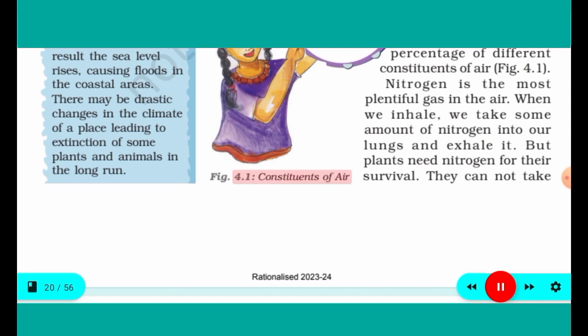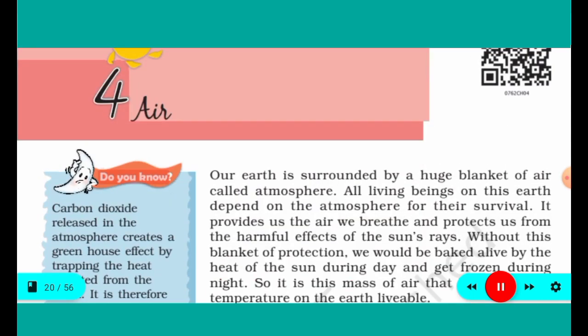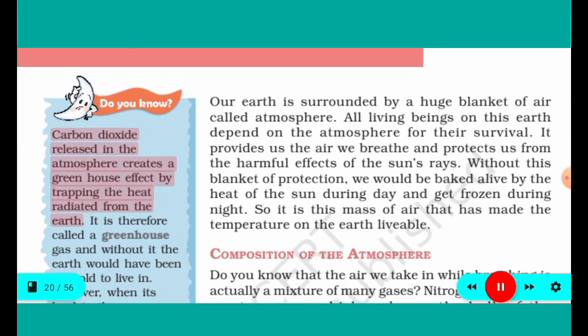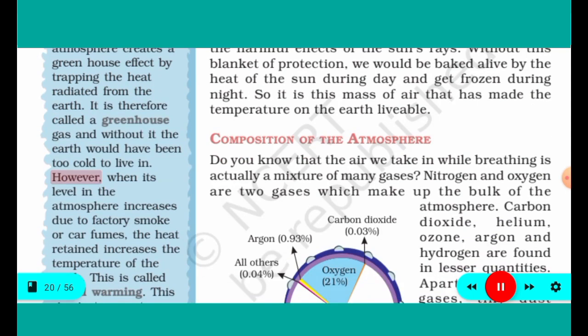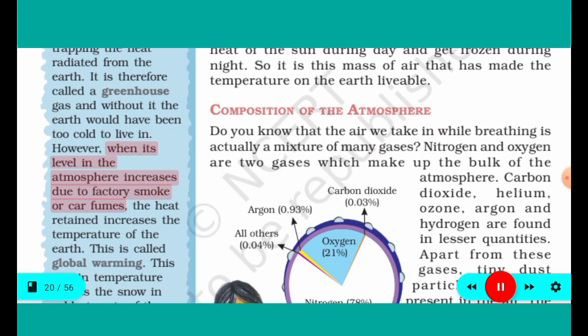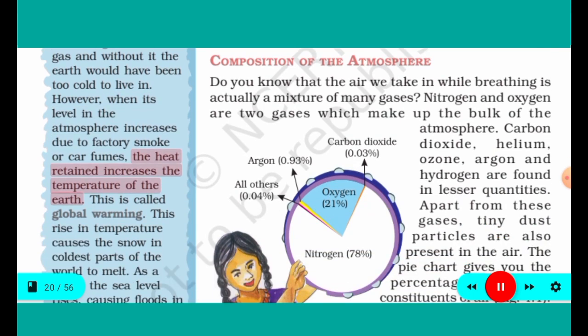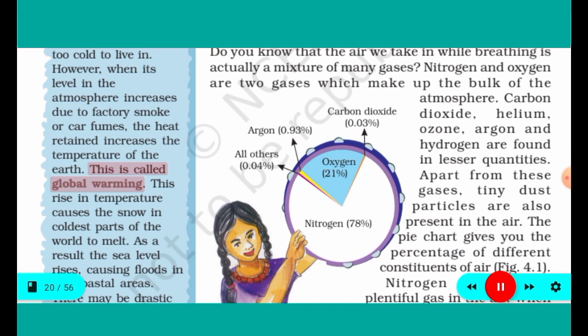4.1. Constituents of air. Do you know? Carbon dioxide released in the atmosphere creates a greenhouse effect by trapping the heat radiated from the Earth. It is therefore called a greenhouse gas, and without it the Earth would have been too cold to live in. However, when its level in the atmosphere increases due to factory smoke or car fumes, the heat retained increases the temperature of the Earth. This is called global warming.